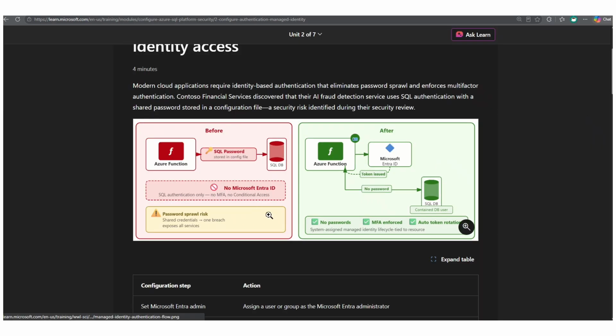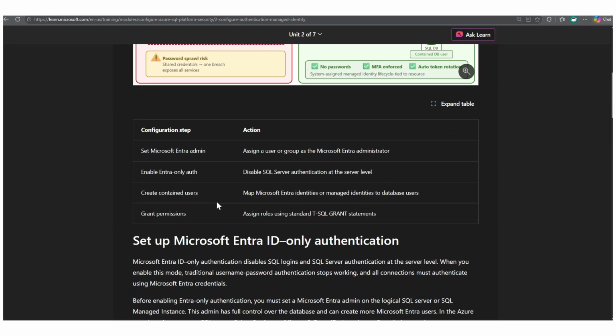Okay, and so the configuration step, again, set the Microsoft Entra admin. This is really important. You need to set this up first, because if you disable SQL access and you don't have the Microsoft Entra admin set up, then you would lose access to that.